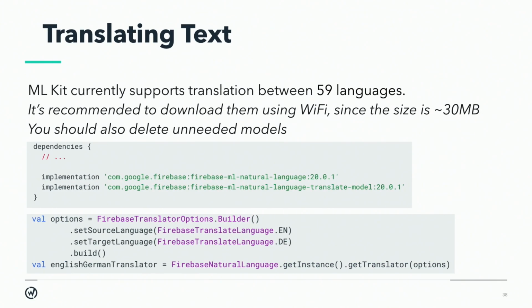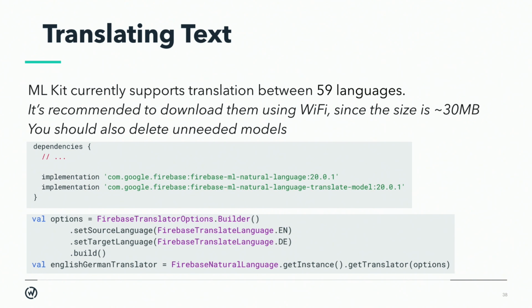So let's take a look at the translating text API. That's one of the new ones that Firebase has recently added. At this time, MLKit supports translation between 59 languages, and you can visit their website to check out what those languages are. One note here is they recommend downloading those translation models using Wi-Fi, since the size can be about 30 megabytes, and that might be a concern for you. It's also recommended to delete models that you're not using anymore.